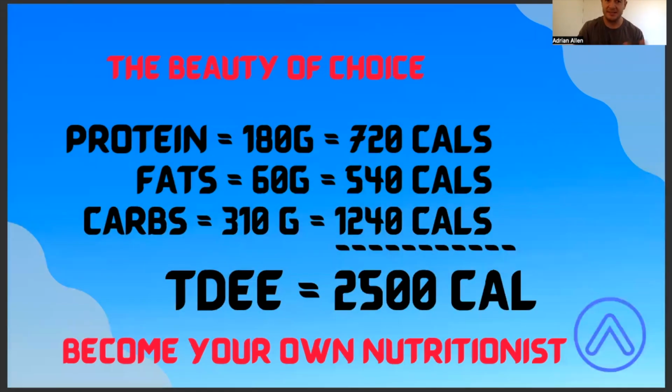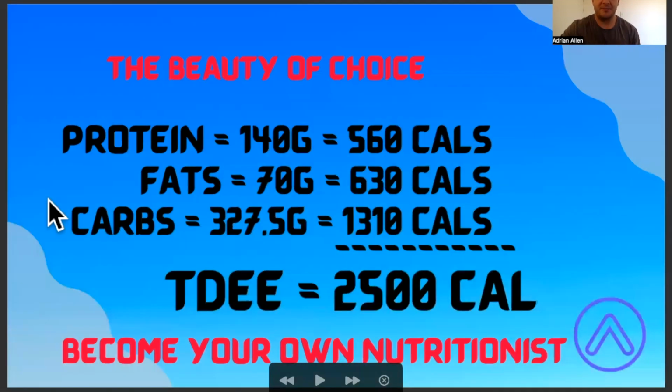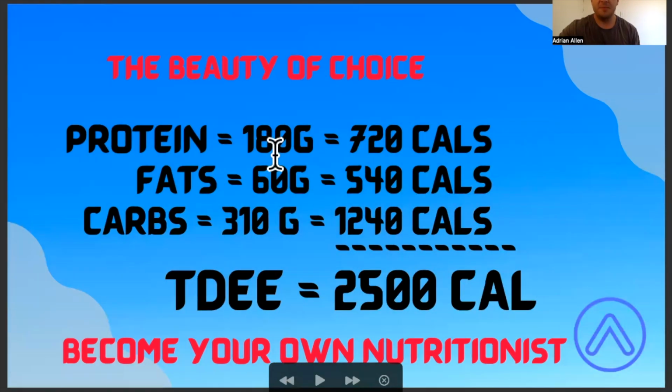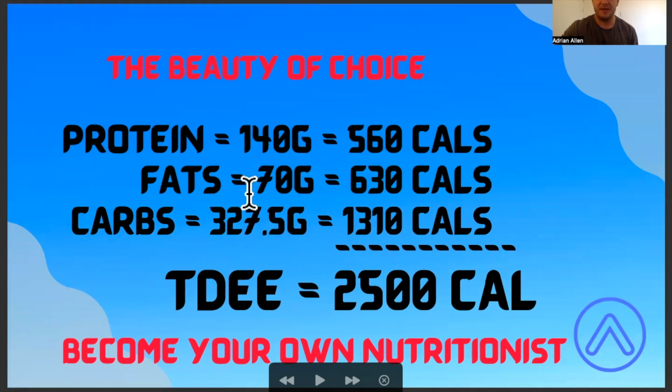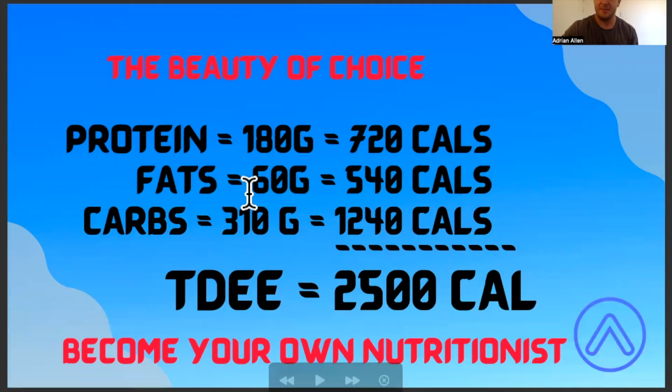Now, for instance, what I did here is I upped the protein by 40 grams. Okay, up the protein by 40 grams, which gives me 720 calories. I reduced the fats from 70 to 60. So 60 by 9 gives me 540. And I've reduced my carbs from 327 to 310, because I've upped my protein, you've got to take it from somewhere. And you still got your 2,500 calories.